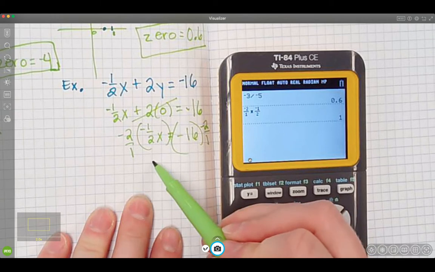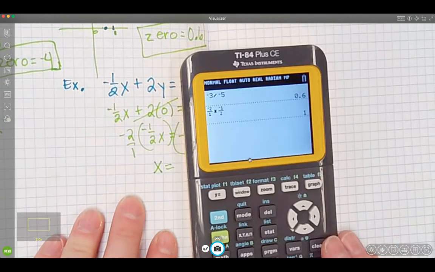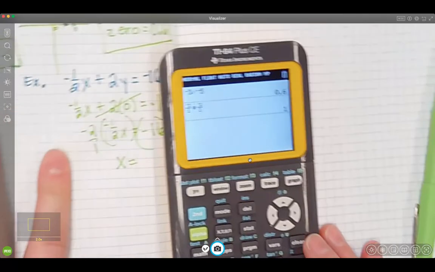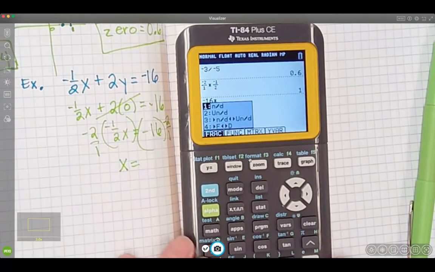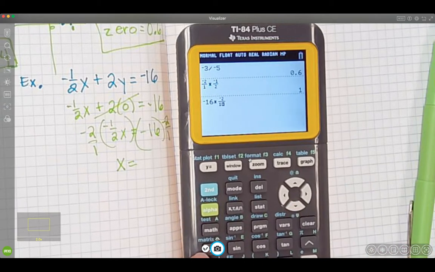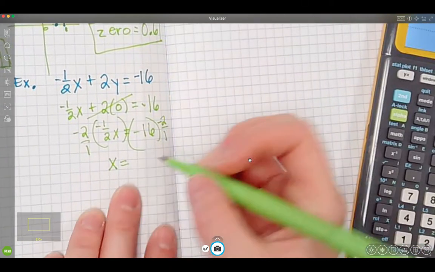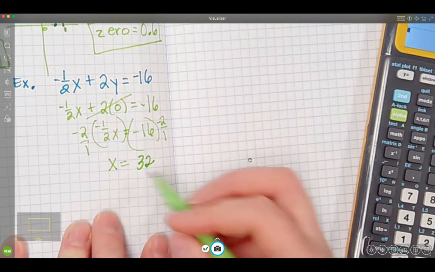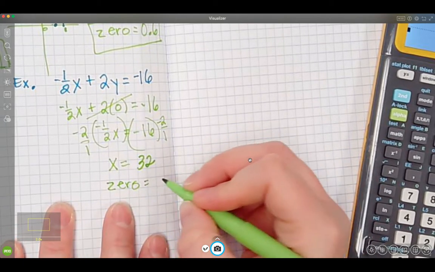So that's just like saying x equals. Then we do negative 16 times negative 2 over 1. It equals 32. So my 0 is at 32.